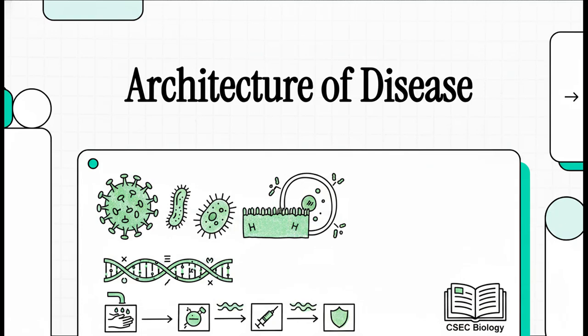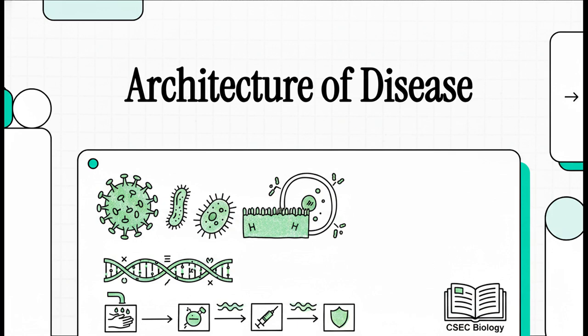Welcome to This Explainer. Today, we're acting as biological detectives. We're investigating the ultimate culprits behind human ailments. Think about it. We're going to explore the literal architecture of disease. We're talking everything from those microscopic invaders trying to breach our defenses, all the way down to tiny, hidden flaws in our very own genetic blueprints.